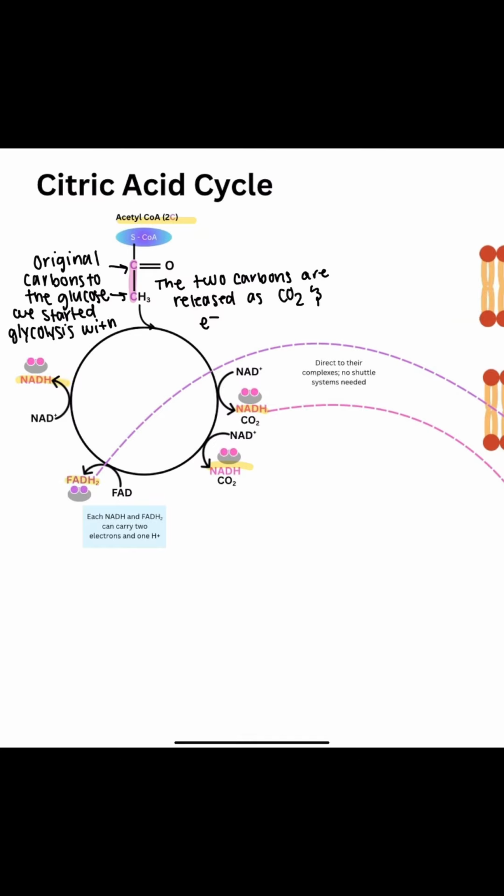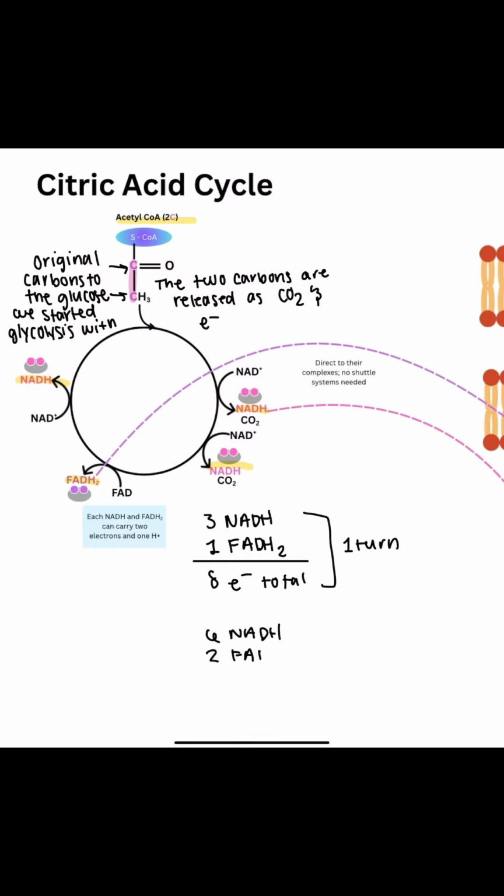As acetyl-CoA moves through the cycle, it's going to generate 3 NADH molecules and 1 FADH₂ molecule per turn. Each of these carriers can hold 2 high energy electrons, allowing the cycle to harvest 8 electrons per turn. But because each glucose molecule produces 2 acetyl-CoA, the citric acid cycle runs twice per glucose, which is going to generate 6 NADH and 2 FADH₂ per glucose molecule.